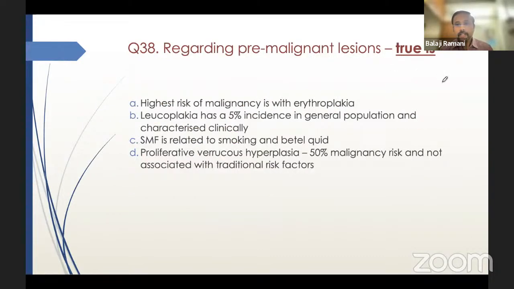Right. Regarding premalignant lesions, which is the true statement? Highest risk is present for erythroplakia. Leukoplakia has a 5% incidence in the general population, and it cannot be characterized clinically. SMF is related to smoking and to the betel quid. Proliferative verrucous leukoplakia has got a 50% risk of malignancy, and it is not associated with the traditional risk factors. So, which is the true statement here?